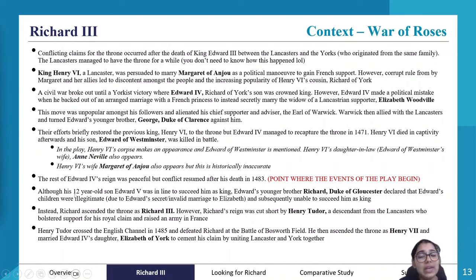Although Edward V, who was Edward IV's 12-year-old son, was in line to succeed him as king, Edward's younger brother Richard declared that Edward's children were illegitimate. That was due to Edward's secret and invalid marriage to Elizabeth, because I think she was a widow at the time, so it was considered invalid. That made Edward V unable to inherit the throne, and that's when Richard took the throne.